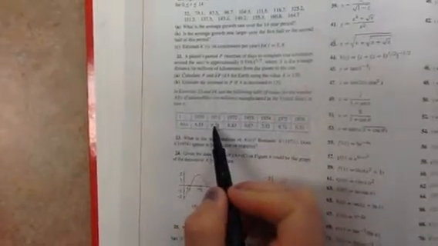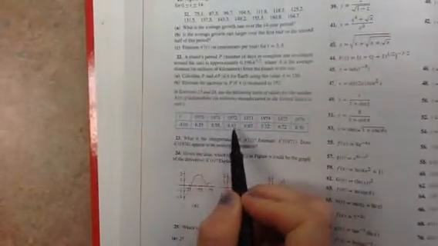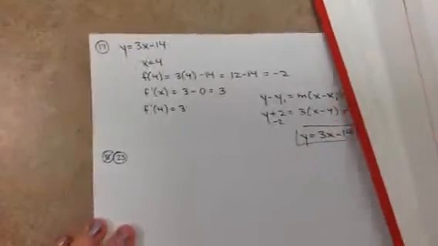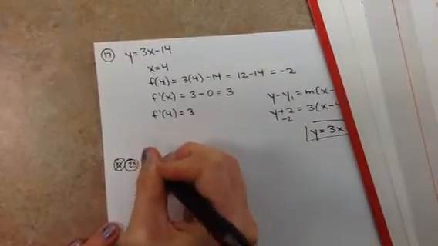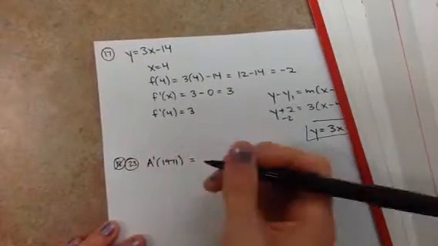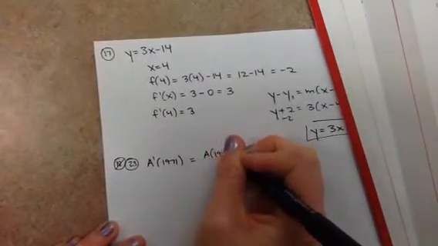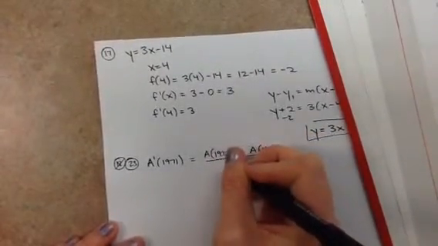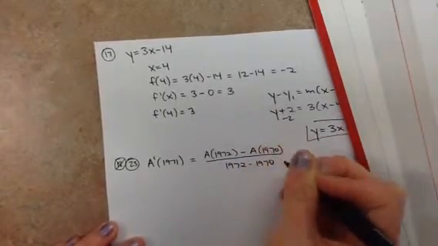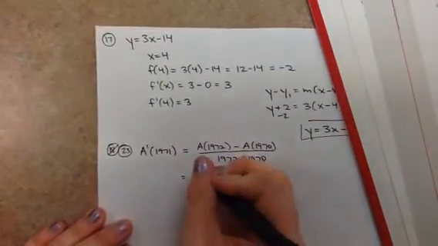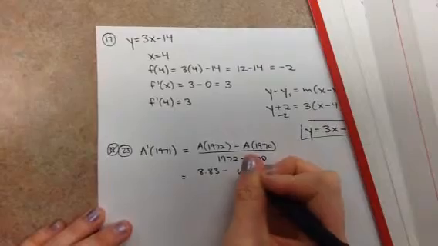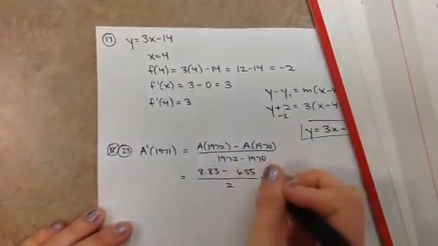Okay, so here's 1971. What I'm going to do is take the values at 70 and 72 and just do a secant line from those values. So change in A over change in T. So we're doing A prime of 1971. I'm going to do the automobiles in 1972 minus the automobile production in 1970 to get a nice little secant, and then 1972 minus 1970. Okay, so automobile production was 8.83 in 1972 and 6.55 in 1970. 2-year time span.